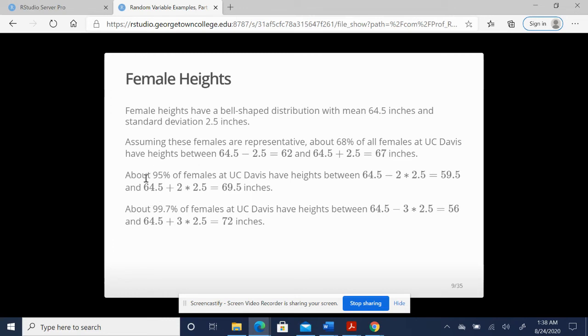Okay, so if we want to expand that range out further, we want to get it to include more people, 95% of people, we're going to subtract 2 standard deviations, which would be 5, 94.5 minus 5, and then we're going to add 2 standard deviations. So now we have a range of 59.5 to 69.5 inches. If I want to expand it out a little bit further to get practically everybody, I'm going to subtract 3 standard deviations or add 3 standard deviations.